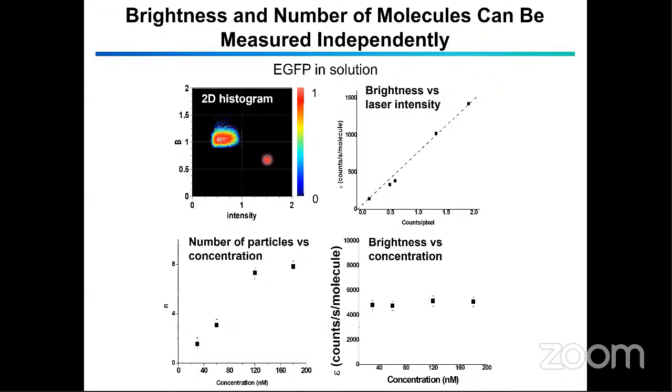But on average, you can very accurately get the brightness of the EGFP monomer. Okay, so what happens if we plot the brightness versus laser intensity? Of course, if you increase the laser intensity, you will get more fluorescent photons per molecule, as expected.